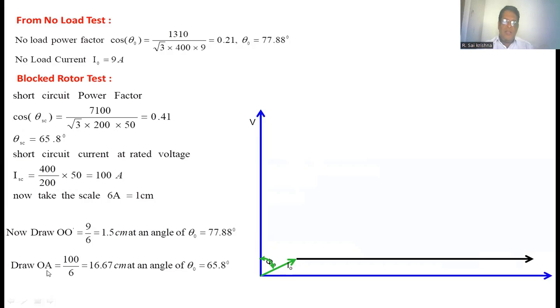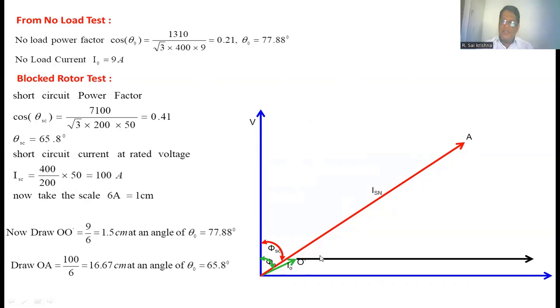Now you have to draw the short circuit current at the rated voltage, which is 16.67 centimeters at an angle of 65.8 degrees. From the vertical axis, you measure this angle of 65.8 degrees, and the length is 16.67 centimeters. You draw one vector. This angle is 65.8 degrees, and the length of this red line is 16.67 centimeters. This point is O, and this point is O dash.